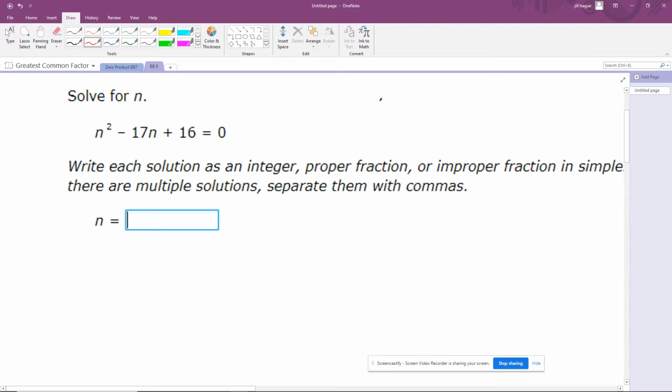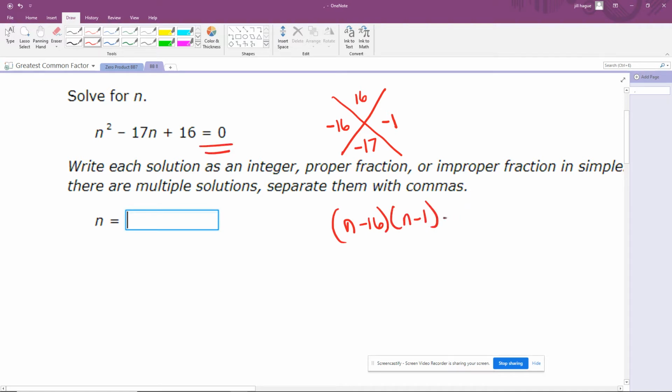Okay, so we know that we can factor this by making an x. We can say, what are factors of 16, two numbers that multiply to be 16 that add to be negative 17. So you start listing your factors of 16, but you may know right off the bat that 16 and 1 equals 17, but both of them have to be negative, right? So in order to factor that, we would have n minus 16 times n minus 1. And remember, we now have this 0 over here. So to solve it, we set this equal to 0.